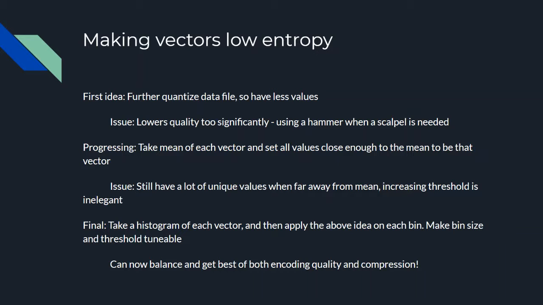The final methodology that we ended up using was to take a histogram of each vector and apply the above idea of means to each of the bins. By making the bin size and threshold tunable, we were able to compress to precisely the size that we wanted once we had applied gzip.